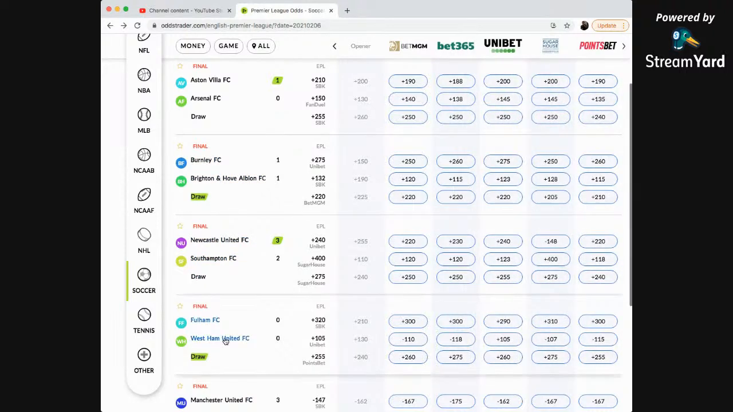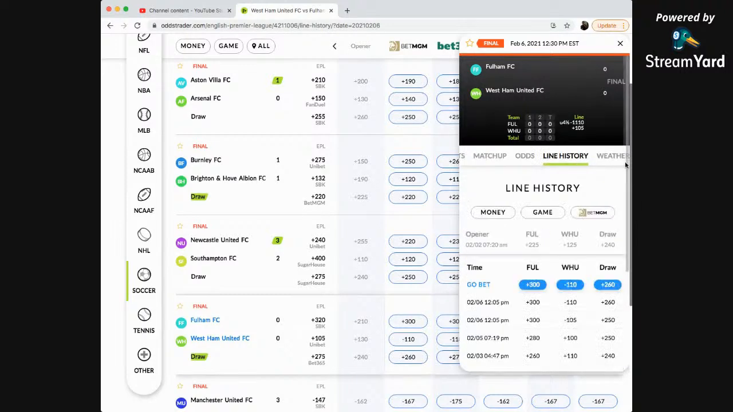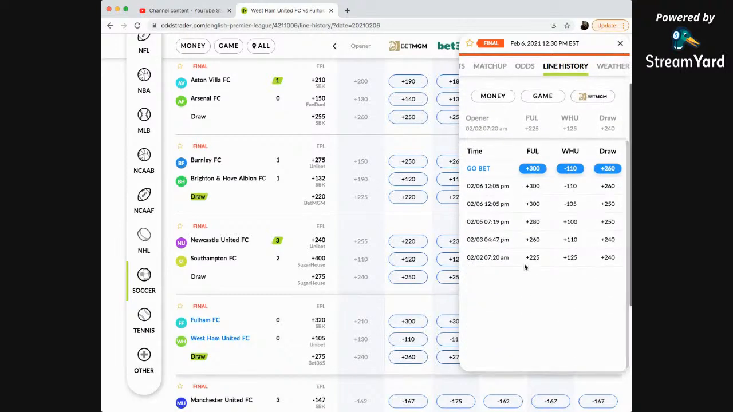So now let's go to the next one here. Fulham and West Ham. Let's look at line history. We'll do the same thing here. All right. 225 moves to 300. So the line became more attractive. That means there's not money. Money's not being put on this game. So they're trying to make this line attractive. So we'll eliminate this one.